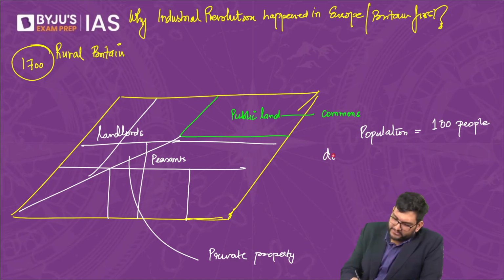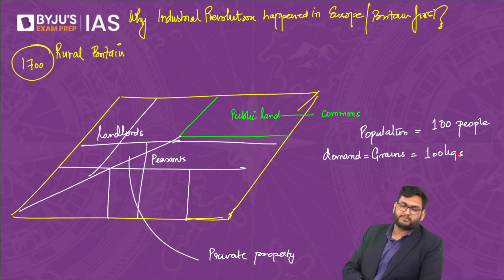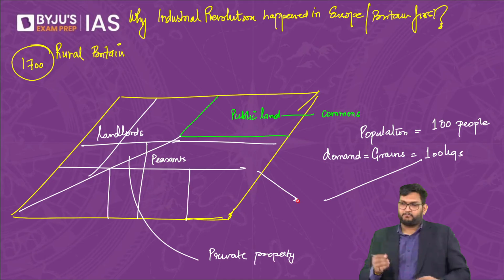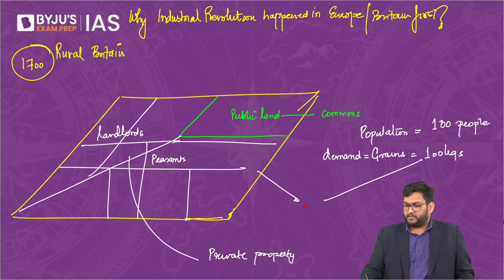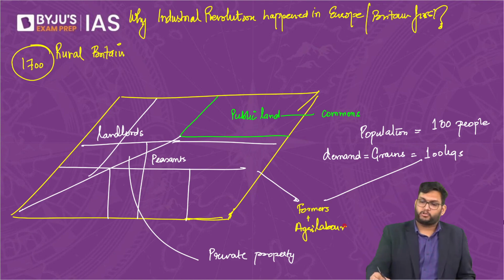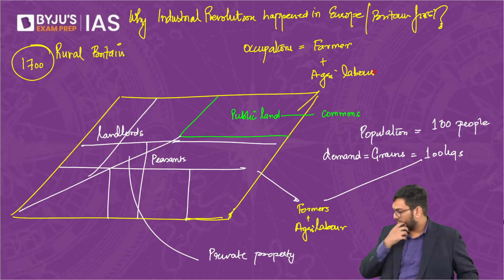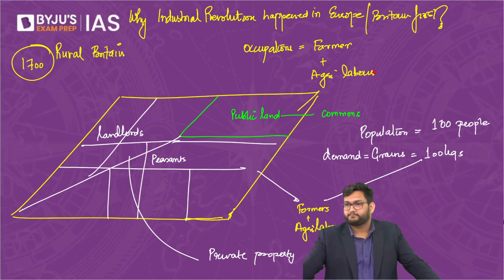And the demand for grains is also 100 kgs. 1 kg, 1 person. The system is that there are farmers plus agricultural labor. There are two occupations which you can have. Either you are a farmer or you're an agri labor. What is the difference between a farmer and agri labor? Agricultural labor and farmer, what is the difference?